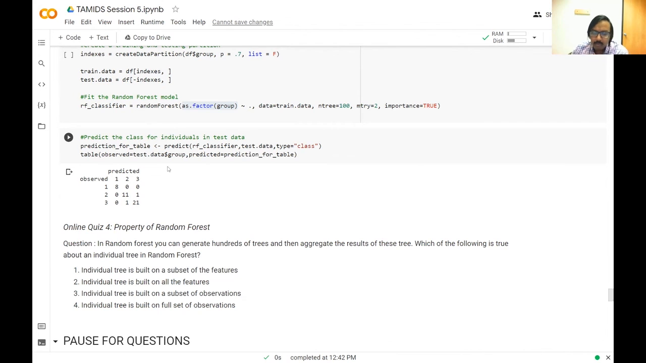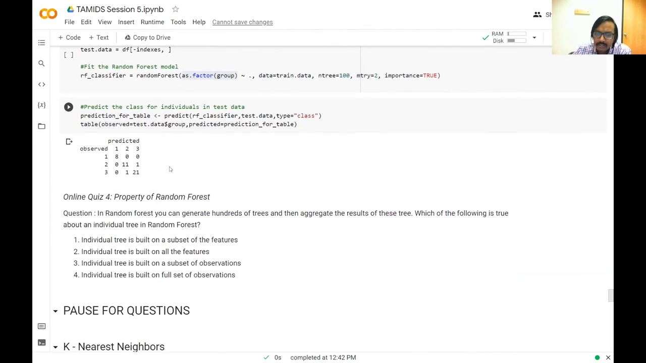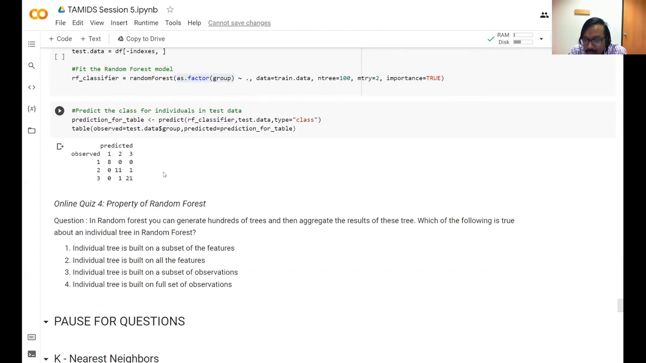Now, before I move any further, let us do a little bit of a quiz about the properties of random forest. Notice that there are 4 options and one of them is correct. You have to identify which of these 4 options is correct. So please try to answer the poll based on your understanding of random forest. Think about how random forest improves a decision tree and improves a bagged tree.